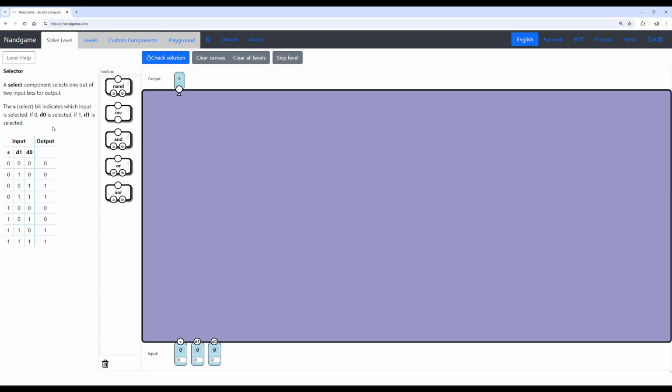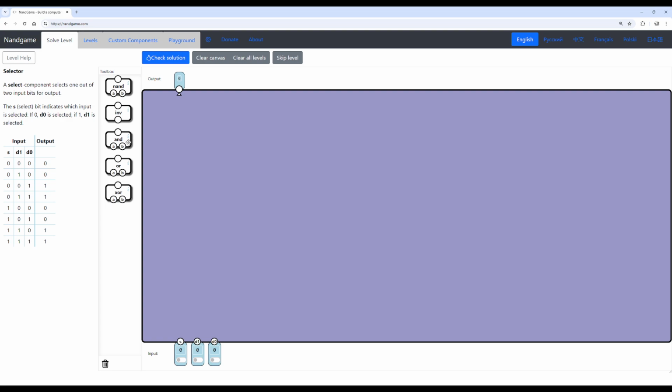A multiplexer basically says we get one bit that indicates which input is selected. So if S is 0, then D0 is selected. If S is 1, then D1 is selected. So the truth table shows exactly the same thing. Now let's build it. Again, pause the video if you want. Otherwise, here is the solution.